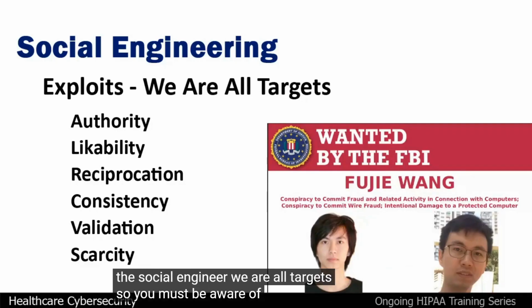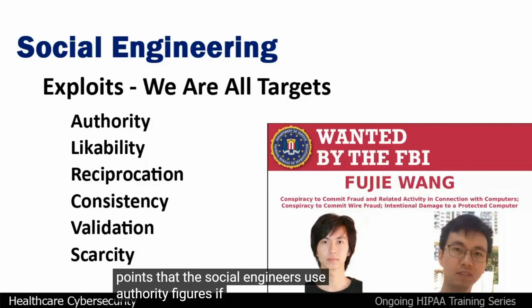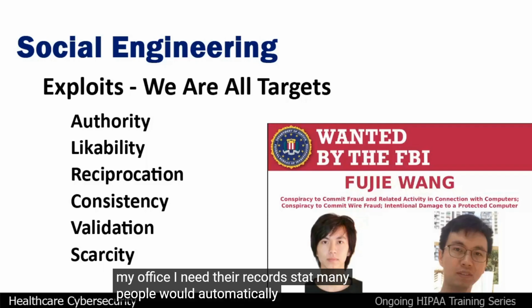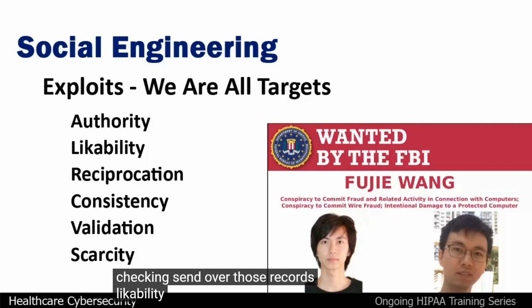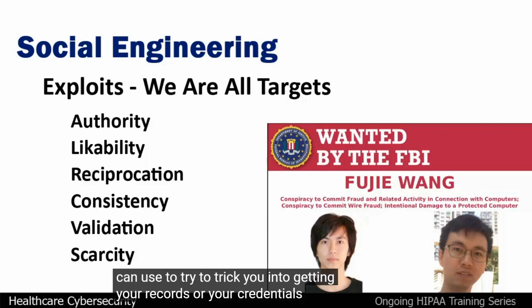So you must be aware of the exploits that the social engineers use. Authority figures. If I call you stating that I am Dr. McCoy, your patient is in my office, I need their record stat, many people would automatically, without checking, send over those records. Likability. The more you like me, the more information you're going to give me that I can use to try to trick you into getting your records or your credentials.